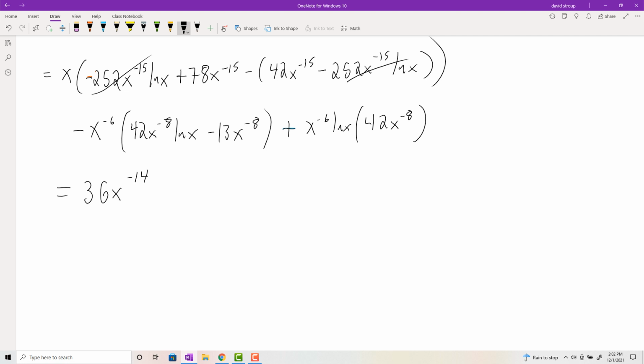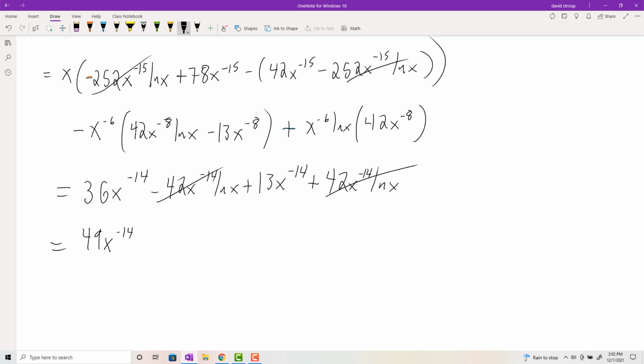And then the next one I'll have minus 42x to the negative 14 ln x, then plus 13x to the negative 14, and then plus 42x to the negative 14 ln x. And then these guys will cancel, and you're just left with 49x to the negative 14.